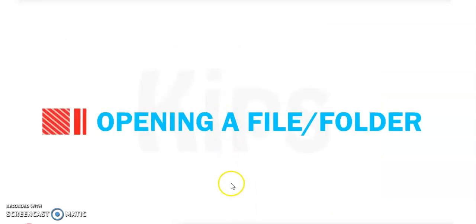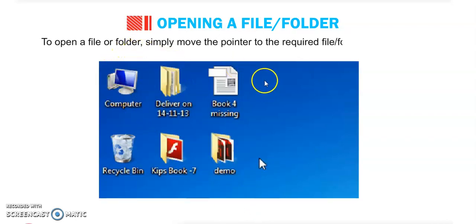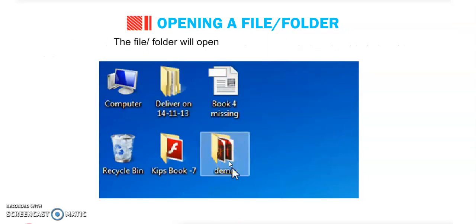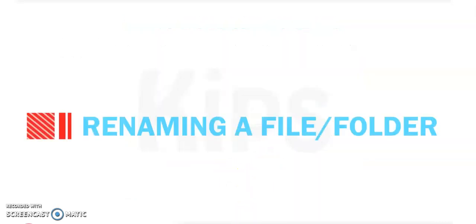Now the next point is how can we open a file or folder if we have saved a file or created any folder. To open a file or folder, simply move the pointer to the required file or folder and double click on it. The file or folder will open. Then you can view its contents. Simply double click on that file or folder, and it will open.